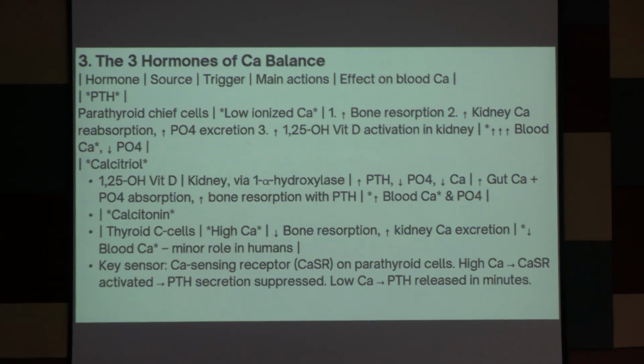So what is the key sensor? This is CaSR, calcium sensing receptor on parathyroid cells. High calcium causes CaSR activation and parathormone secretion is suppressed. Low calcium, parathormone release in minutes. So this is the cycle, negative feedback cycle.